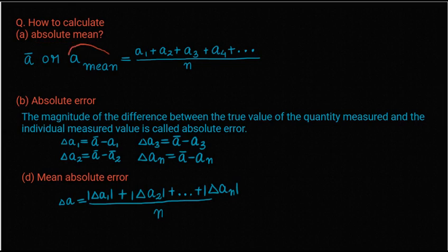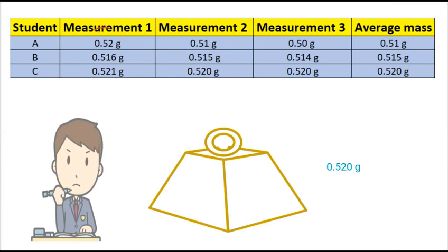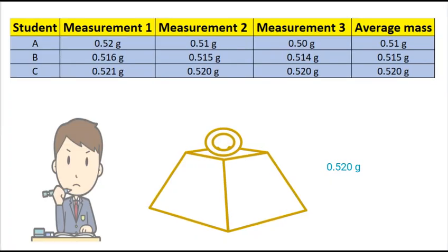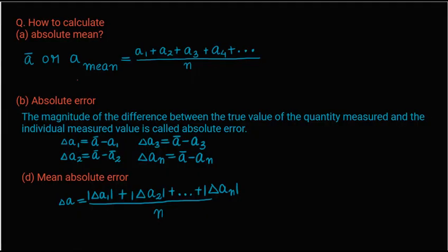Absolute mean, denoted by A mean, is calculated as the sum of all the measured values. Suppose these are A1, A2, A3 and so on. To calculate the absolute mean, you will add all the measured values and divide by the number of values. How many times did you take the measurement? 1, 2, 3. Fine. So this is how you will calculate your absolute mean.